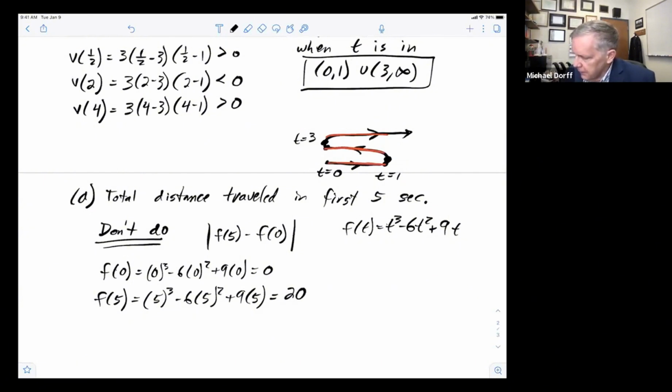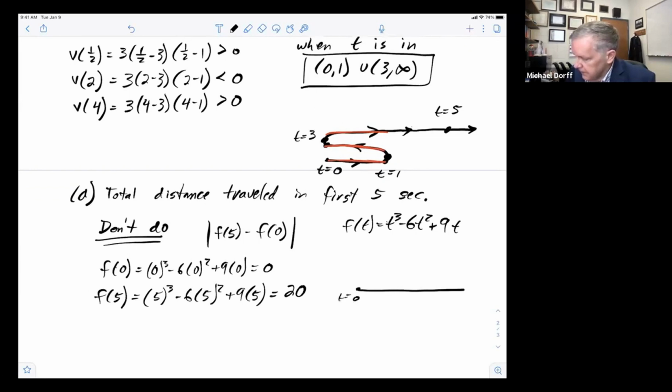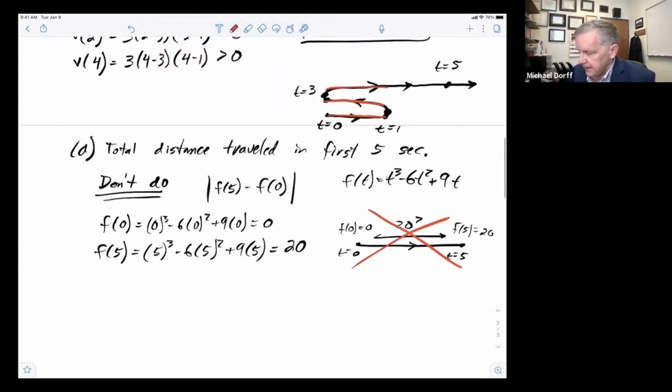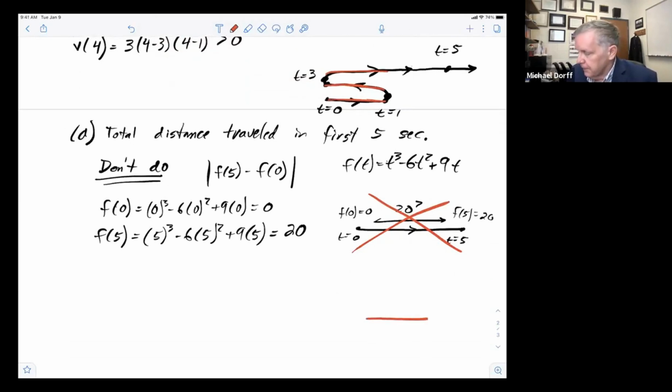So let's just keep going over here. We'll say here's t equals 5. And that distance there, you might think that the total distance traveled is 20, okay? Because the distance from t equals 0 to t equals 5, here is f of 0, which is 0, and f of 5 is 20. So you might think that that distance is 20. Okay, but that's not right. Because again, the particle goes forward, then it goes back, and then it goes forward.